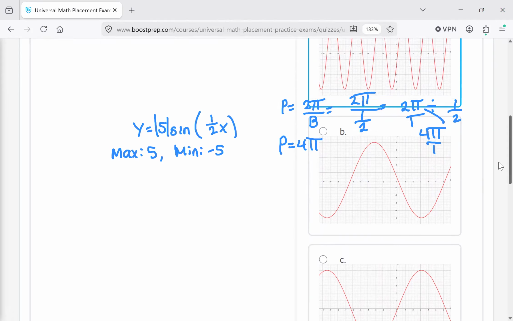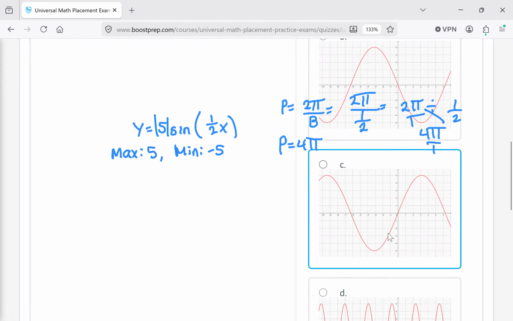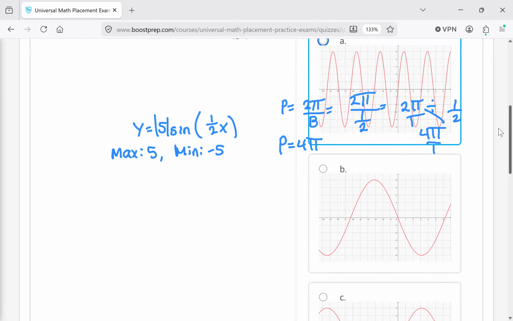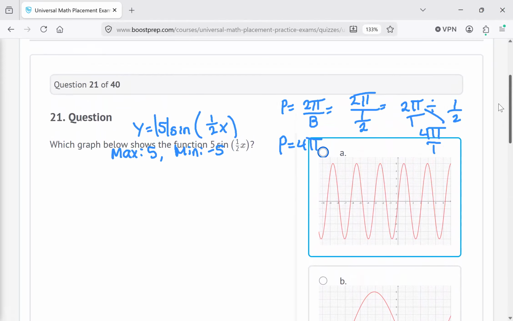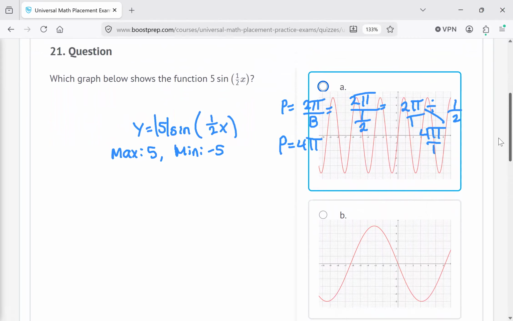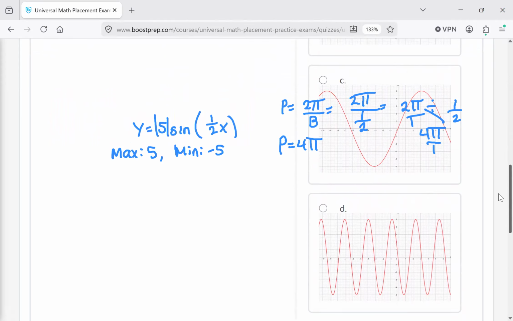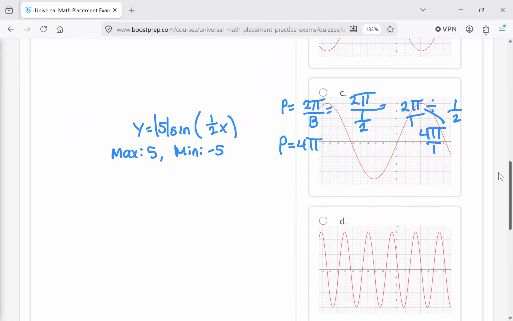Why isn't it B? Because it's kind of backwards. Even though it goes through the origin, it's flipped, so you have to go this way. A is off, it's too high. D is off as well. So I think the best choice is C.